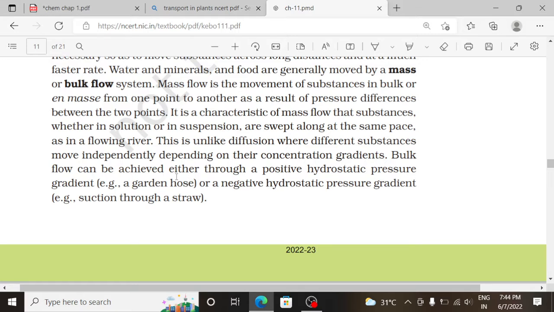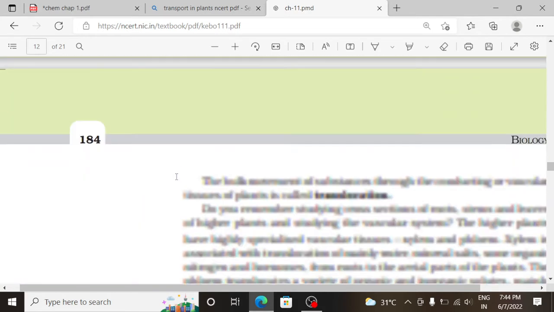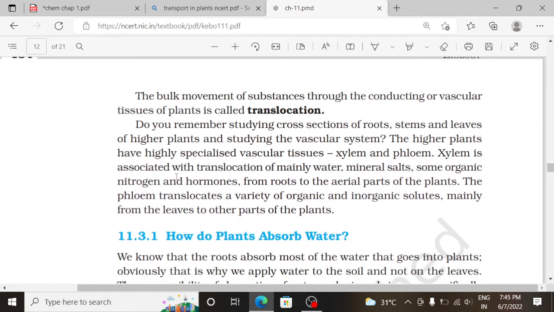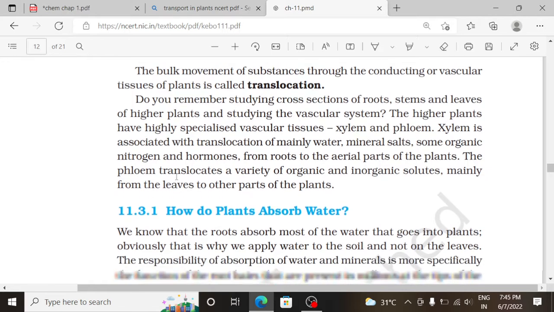Bulk flow can be achieved either through a positive hydrostatic pressure gradient, for example a garden hose, or a negative hydrostatic pressure gradient, for example suction through a straw. The bulk movement of substances through the conducting or vascular tissues of plants is called translocation.